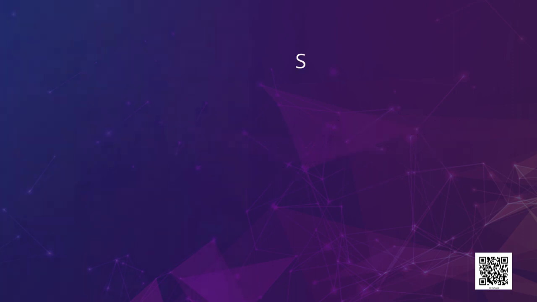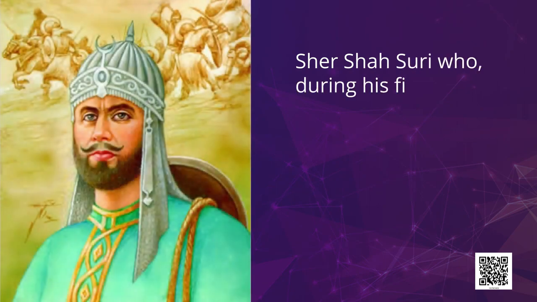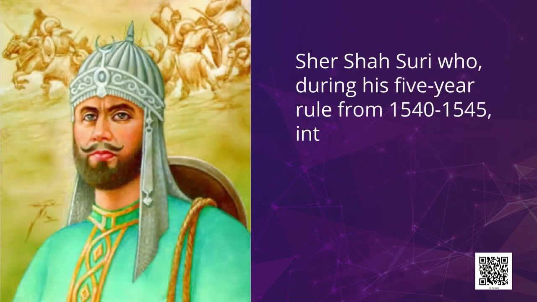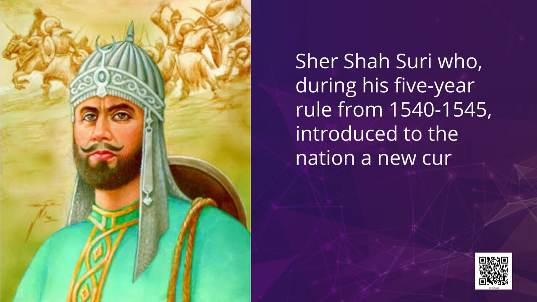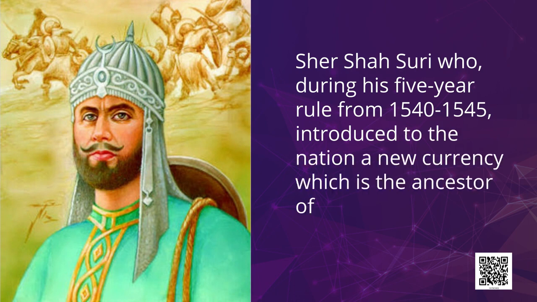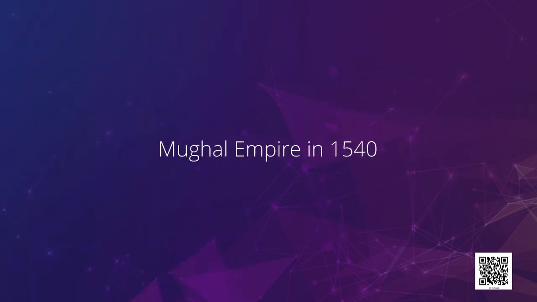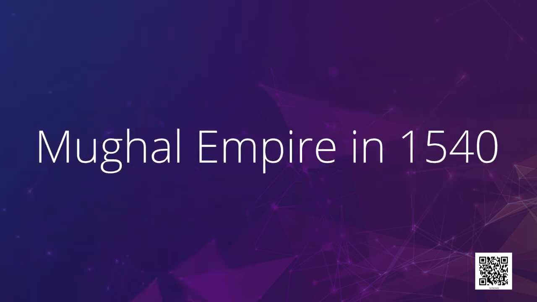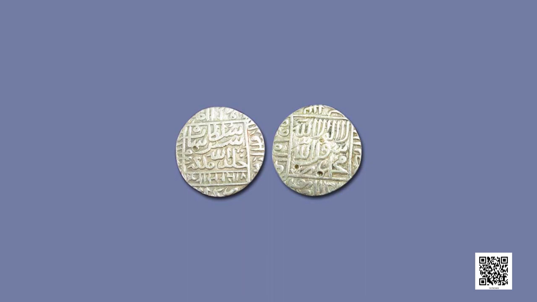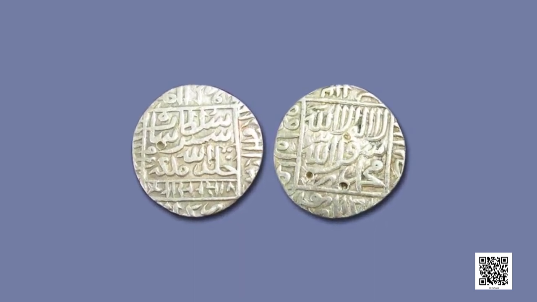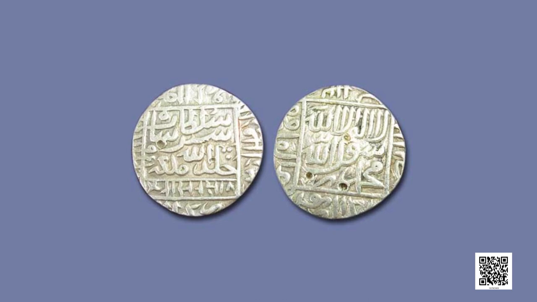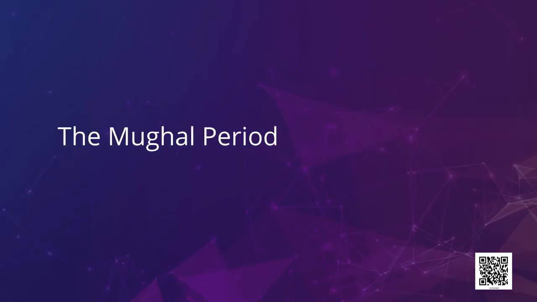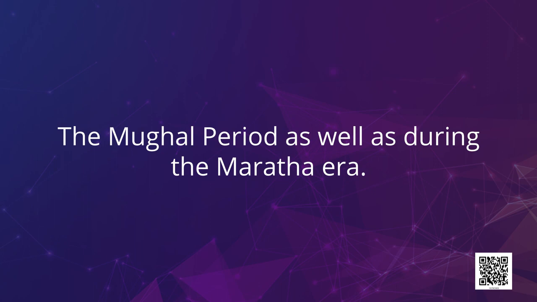It was actually Sher Shah Suri who, during his 5-year rule from 1540 to 1545, introduced the nation to a new currency which is the ancestor of the modern day rupee. After defeating Humayun and taking over the Mughal Empire in 1540, Suri set up a new civic and military administration that issued a silver coin termed as Rupaya, which remained in circulation during the remainder of the Mughal period, as well as during the Maratha era.